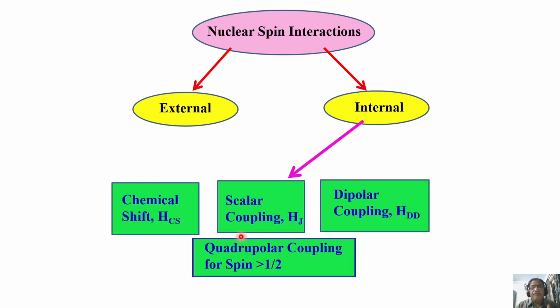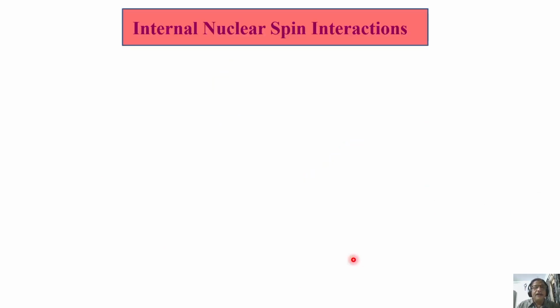Remember, I have mentioned 4 different types of internal interactions. These 3 pertain to spin half nuclei, and this is for spin greater than half. Of course, all interactions will be present for this. Note that for spin greater than half, these three are not absent, everything will be present. Only for spin half nuclei, this is absent. Please remember that point.